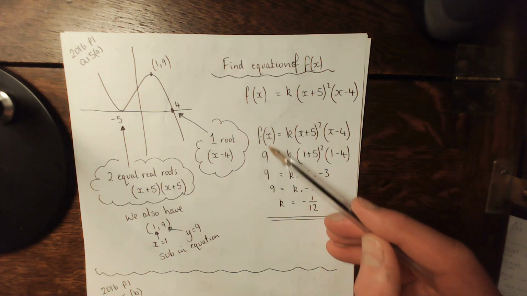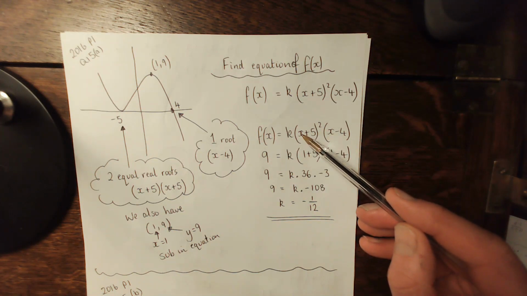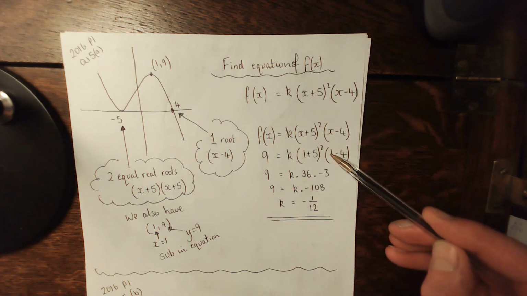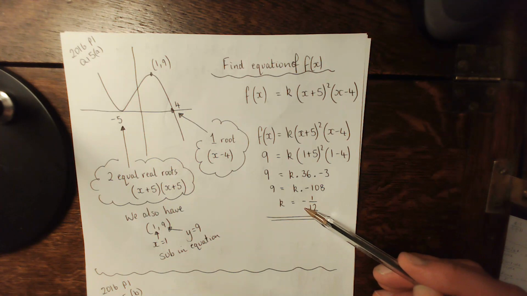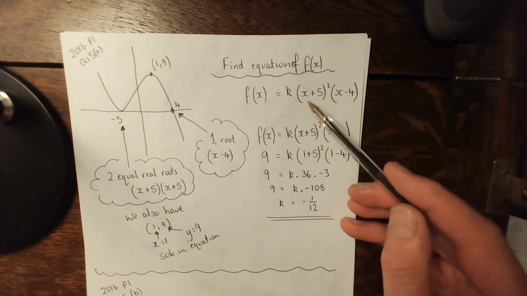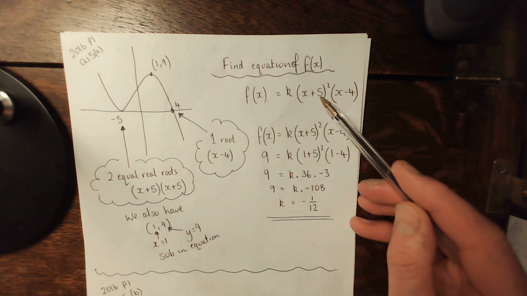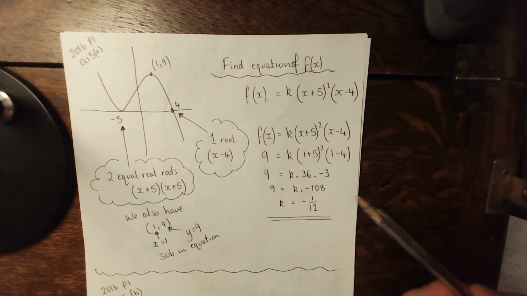So I've just replaced f(x) with the y value of 9. I've substituted x with 1, x with 1. I've multiplied it all out, and I've got a k value of -1/12. My a value will be -5, and my b value will be 4.